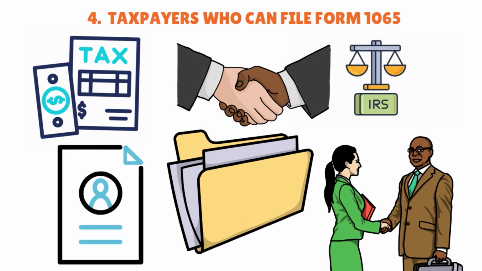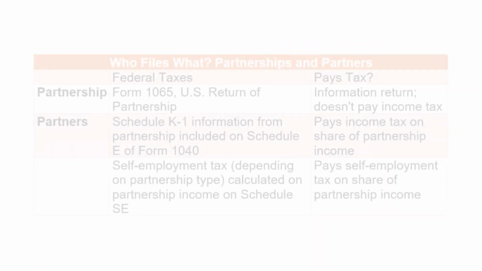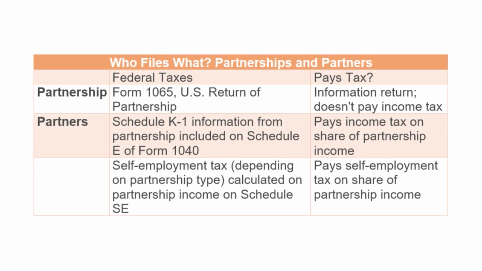So I'm just kind of showing you right now on the screen, we have a nice recap of who files what, partnerships versus partners. For federal taxes, you can see on the screen, pays taxes. So the partnership does not pay income tax. It's just an information return. The partners pay income tax on their share of the partnership, whether it is on the Schedule 1 or when it comes to self-employment tax.